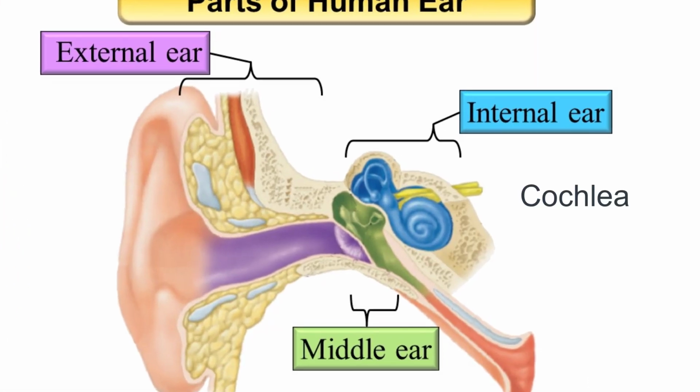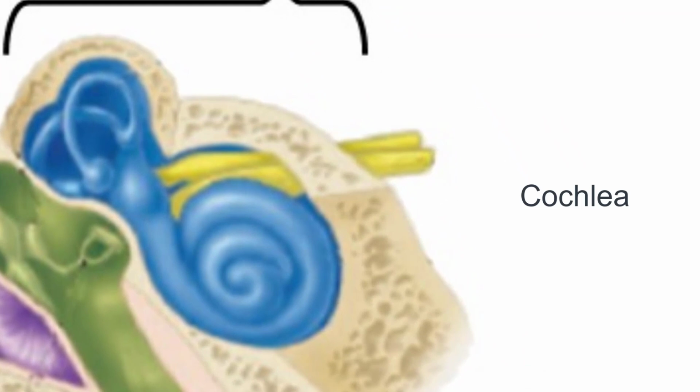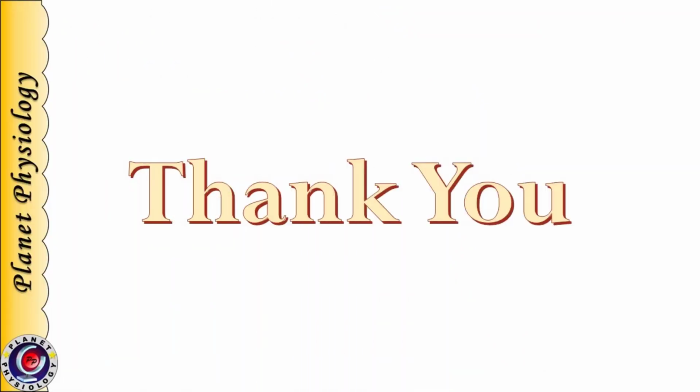In the next part, we shall study the physiological anatomy of the inner ear, mainly the cochlea. So see you in the next session.